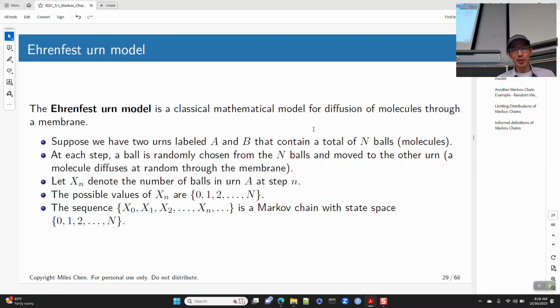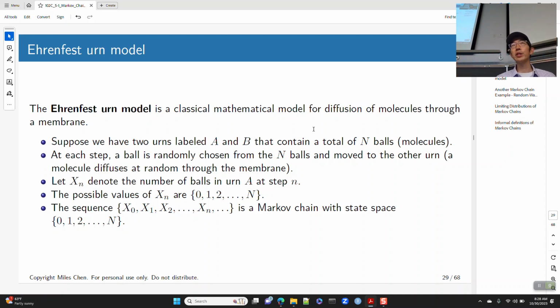Okay, but anyway, we're going to just say we have 2 urns, urn A and urn B, and we're going to say within this system, there's a total of n balls, and these balls represent molecules. At each step, we are going to randomly choose one of these balls and move it to the other urn. So this is just to say at any given time, a molecule can pass through the membrane, either from the outside coming in or from the inside going out.